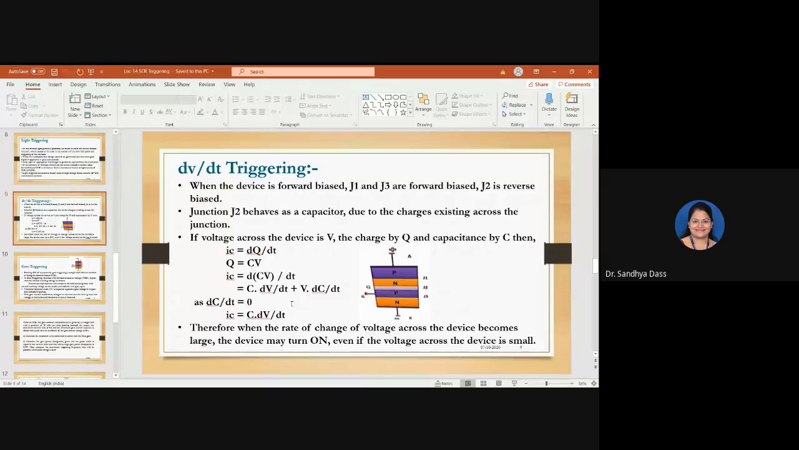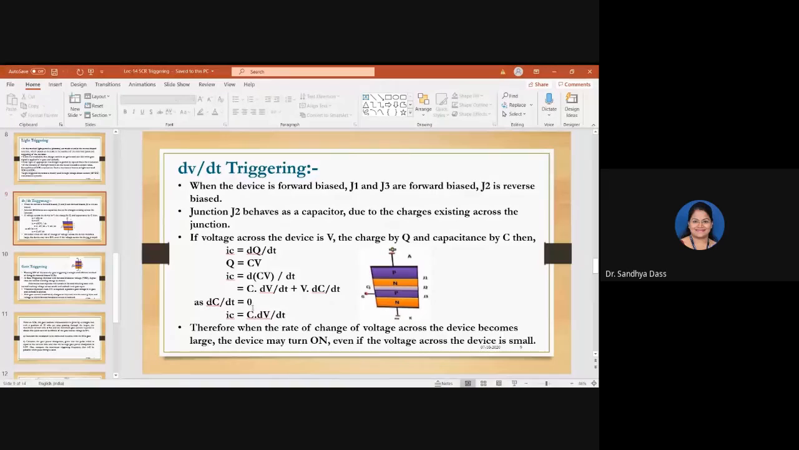Can anyone think over that and suggest why it is equated to 0? Why is it equated to 0? Can anybody think over it? Actually, it is not exactly 0. The rate of change of this capacitance is taken as negligible. That's why it is equated to 0.